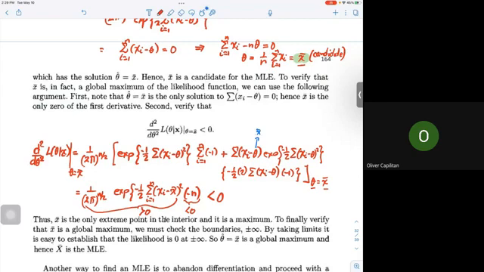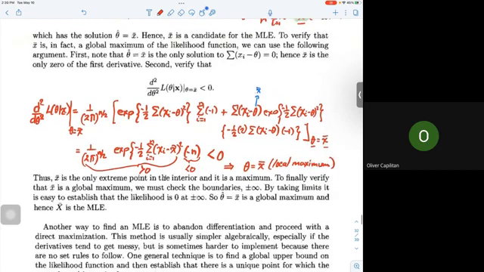So by the second derivative test, that would mean that our theta hat equal to the sample mean x bar is a local maximum. Local maximum lang siya. Yung kanina, extremum. Now, using the second derivative test, theta equal to x bar is a local maximum. So here it says the x bar is the only extreme point in the interior and it is a maximum.